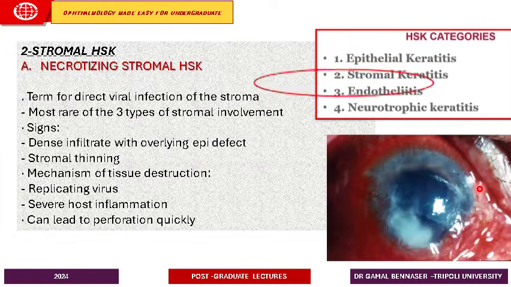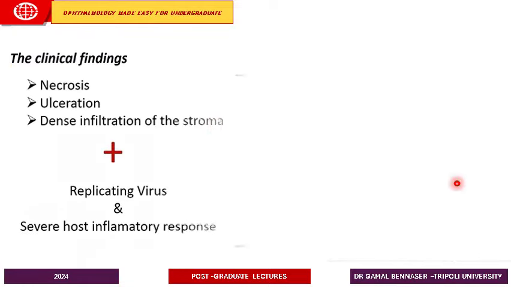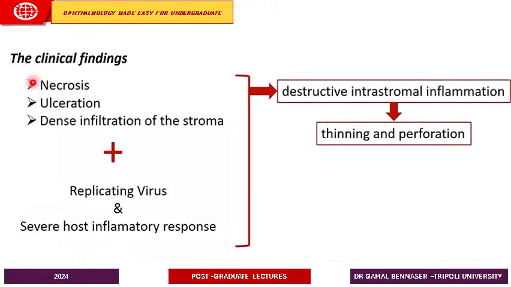So the necrotizing stromal keratitis can cause necrosis of the stroma and even ulceration of the overlying epithelium. This is very important to differentiate it from the non-necrotizing type, which is due to the immunological reaction. You will find an ulceration over the surface of the cornea. And as I said, the dense infiltration is partly due to the active replication of the virus itself and partly due to the host immune system that leads to destruction of the stroma and thinning and ends up with perforation.